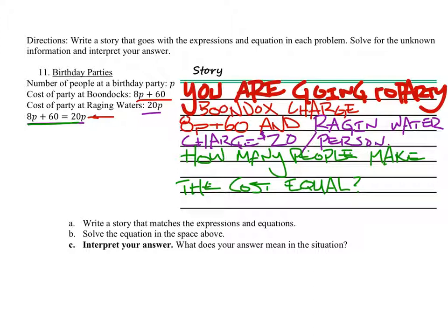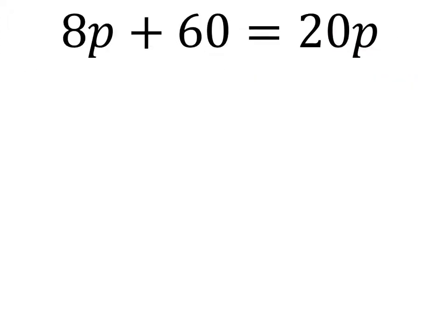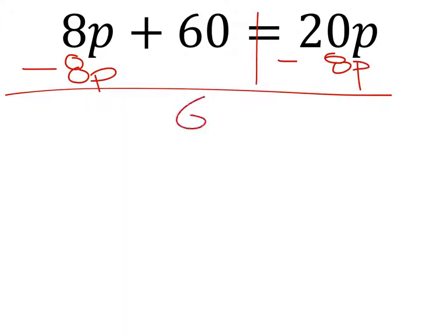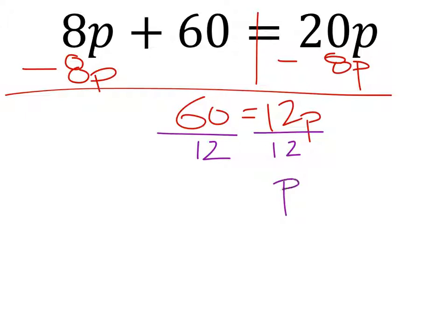Now it says to solve the equation. Let's get a little bit closer to there then. So solving this one, not too bad. I'm going to subtract 8P from both sides. Then I got 60 equals 12P. And then divide both sides by 12. Bam, we find that P equals 5.